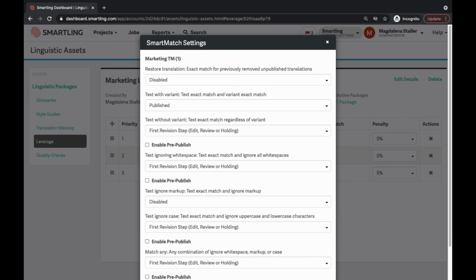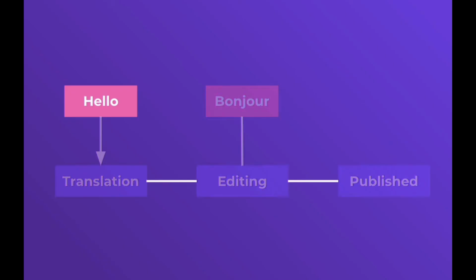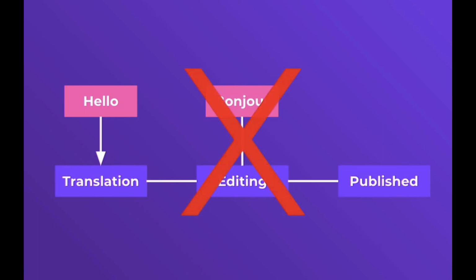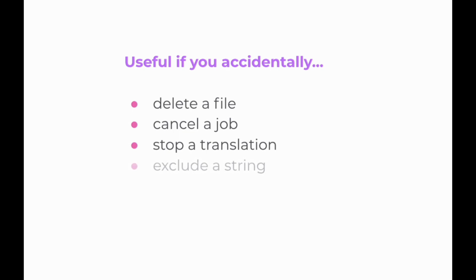Last but not least, let's take a look at the SmartMatch setting called Restore Translation. If a translation was saved but then discarded while it was still in progress in your workflow, you can use this setting to restore it at a later point. This comes in handy if you accidentally delete a file or cancel a job, stop or exclude a translation while it is still being worked on.